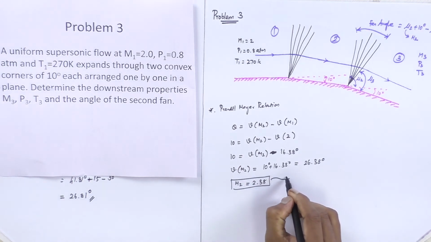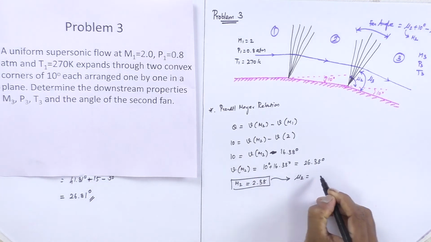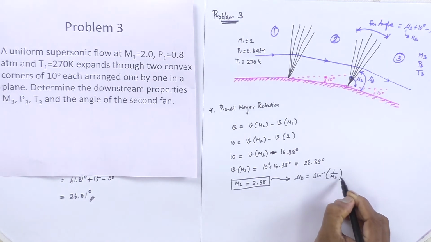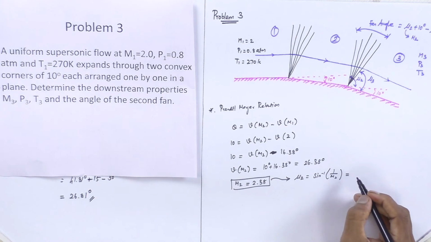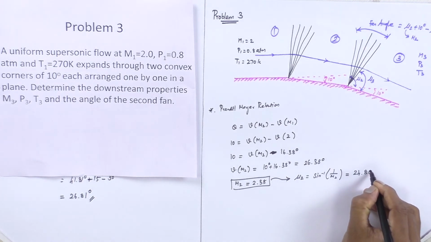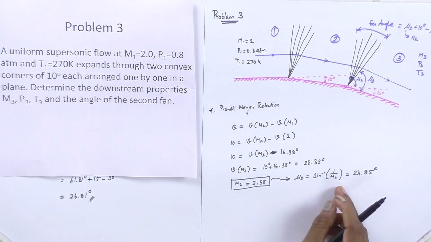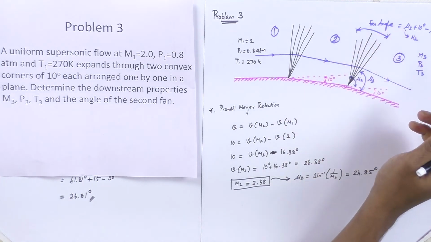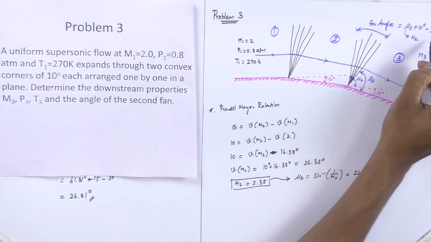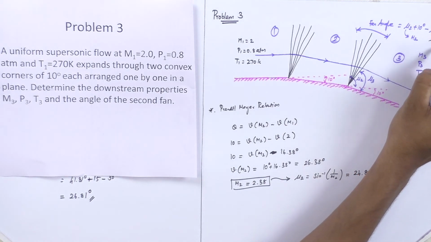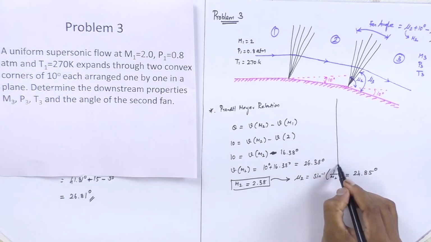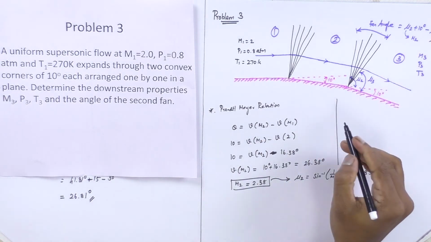From this Mach number we can calculate the mu2 value, that is sine inverse of 1 by M2. After the calculation we will get this value as 24.85 degrees. Then to calculate this fan angle we need the mu3 value. To find out this mu3 value we need the M3 value. So again from the Prandtl-Meyer relation we need to calculate this M3 value.